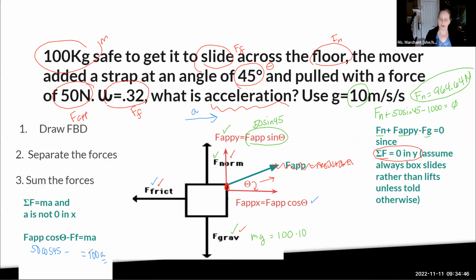What other equations do I have? I have force of friction is equal to mu times force of normal. I have a normal force, I have a mu. 0.32 times 964.64. And that is going to give me a force of friction of 308.69.